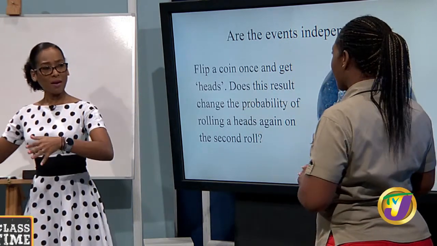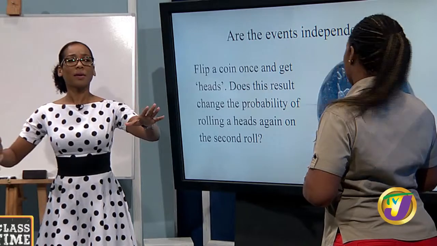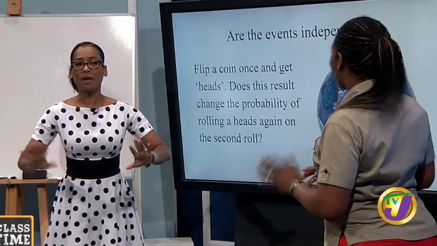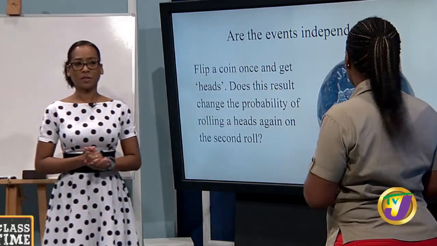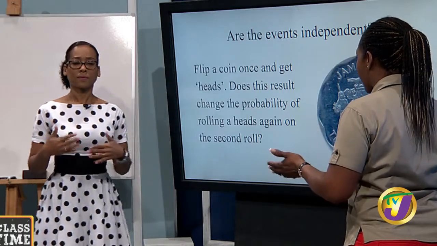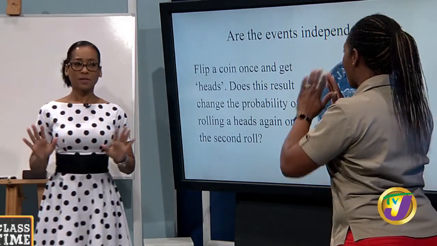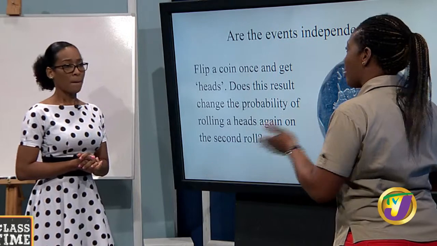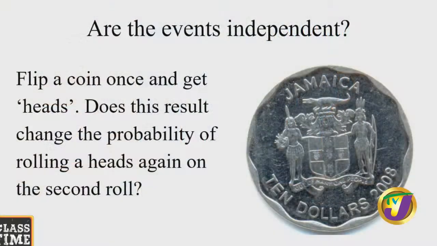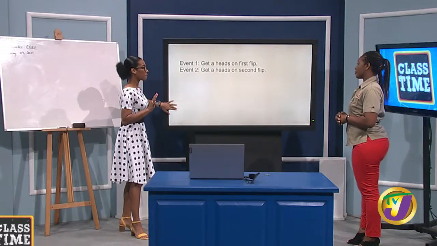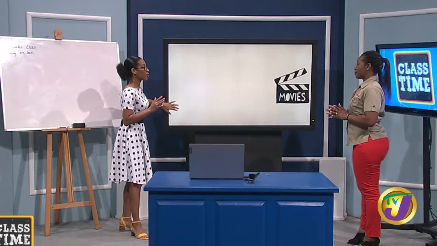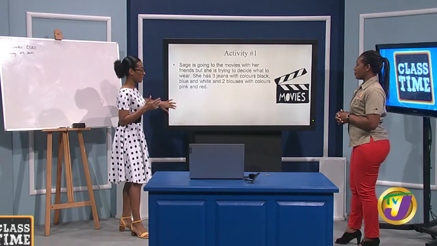Good. So my second event would not have been affected whatsoever by my first event. Because you got a head, but it changed nothing about the coin. So in flipping it again, the probability remains the same. One side is head, one side is tail. That's right. So we are getting there, and we're understanding now what independent events are.